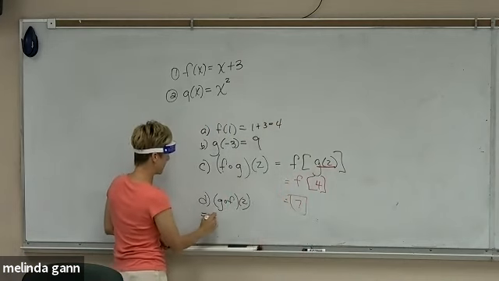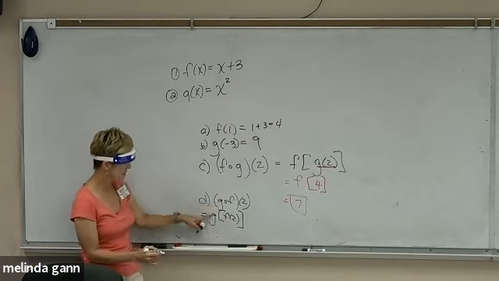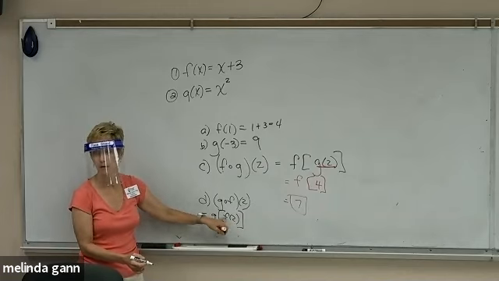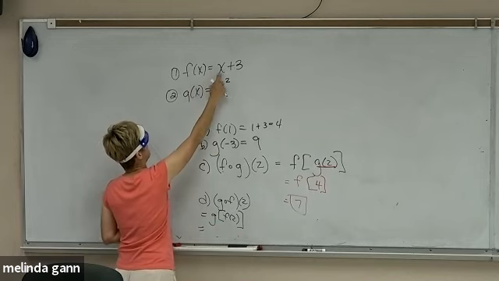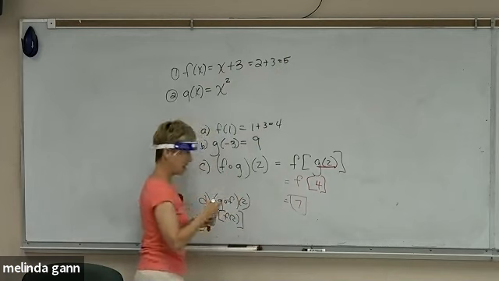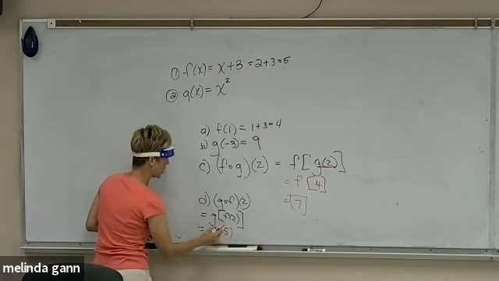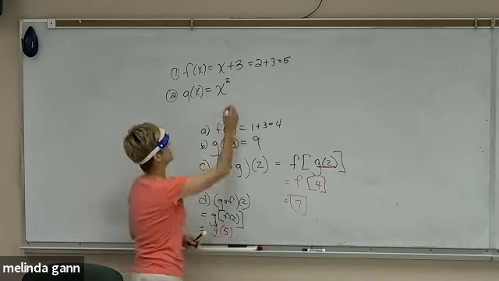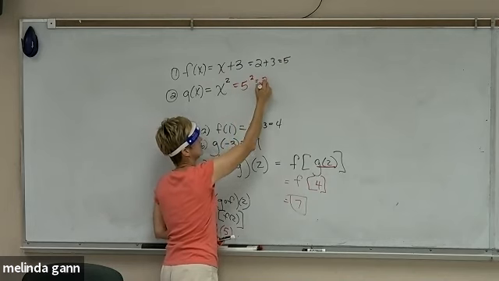Now, do we understand that means G at F at 2? See the order? G's first, F is second. But what is the 2 going into first this time? F. So if 2 goes into F, what's going to fall out of here? 5. Is everybody okay? So what's that 5 then going to go into? G. So when you put a 5 into G, what's it going to do to it? It's going to square. So what comes out? 25.